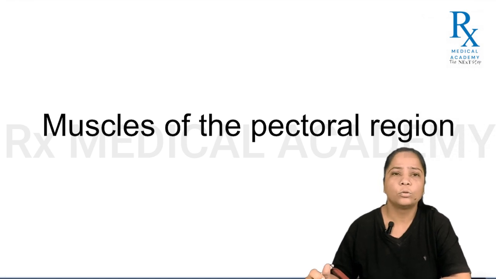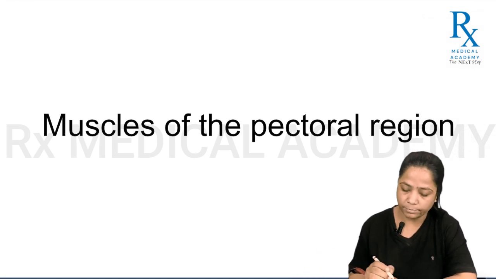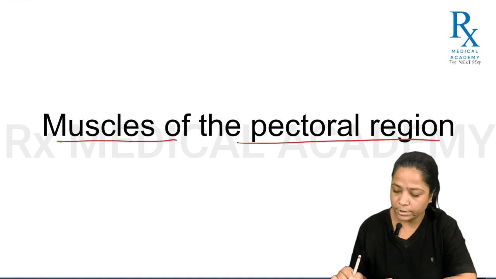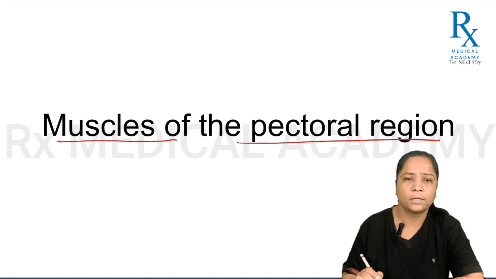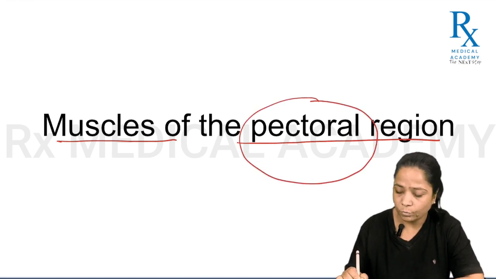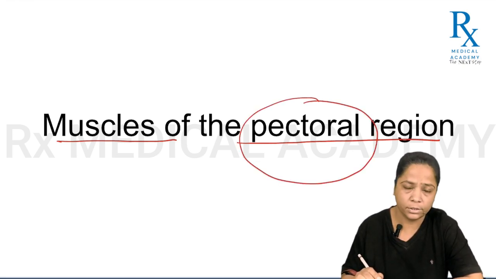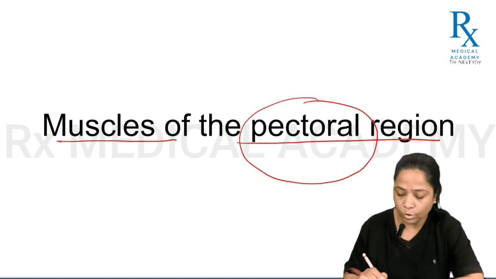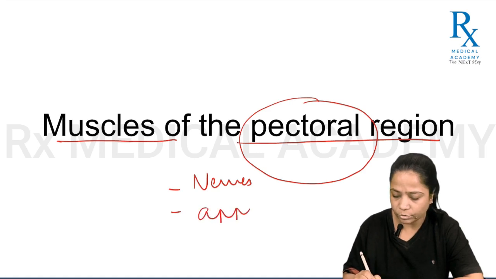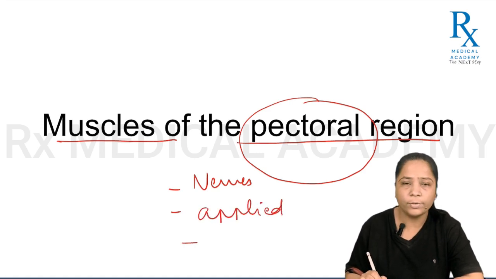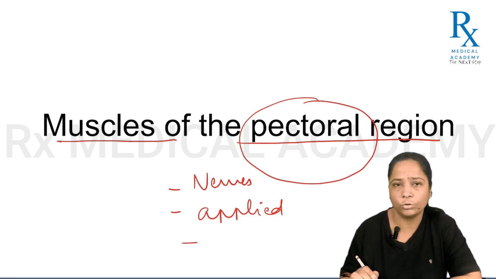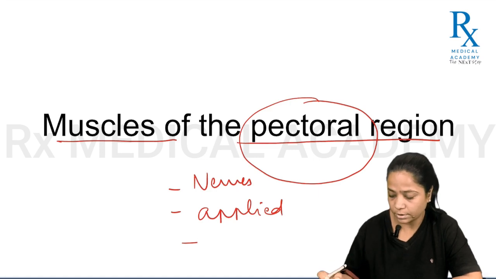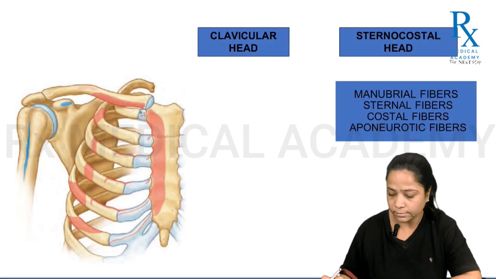Hello friends. So the topic for today's lecture is muscles of the pectoral region. In this session we will see what are the muscles that are present in the pectoral region, what is the origin and the insertion point of these muscles, what is the nerve supply of these muscles, and what is the applied aspect of these muscles. Besides this, we will also discuss the various MCQs which have been asked in your various entrance examinations. So let's start the class.